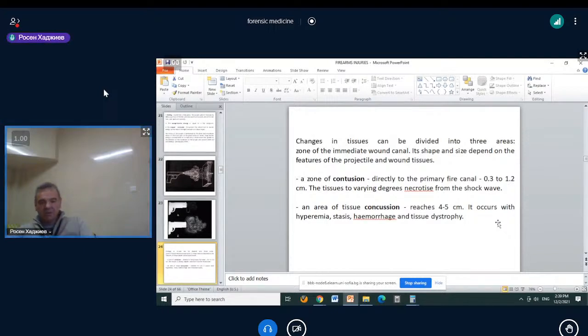The next, or the third area, is the area of tissue concussion. This zone reaches 4 to 5 centimeters and occurs with hyperemia, stasis, hemorrhage, and tissue dystrophy. There is a full recovery of this zone, in comparison with the zone of the canal and contusion. In the first two zones, there is no recovery.